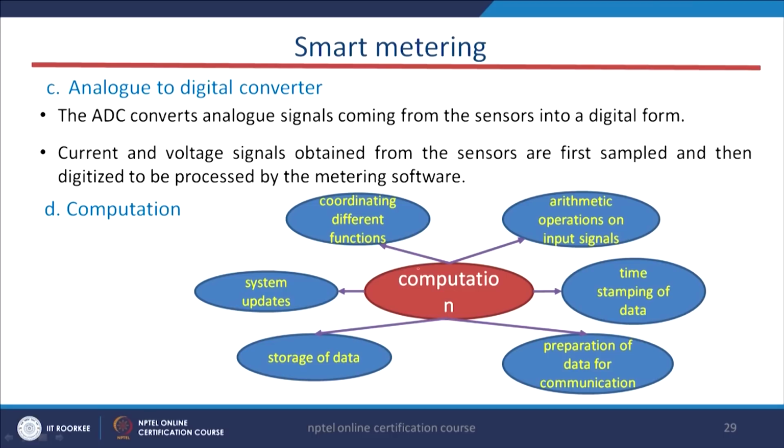The first one is basically arithmetic operations on input signals, maybe time stamping of the data, and we have operation of the data for communication, storage of the data, system updates and coordinating different functions. So, these are the smart metering functions, or you can say it is a computation inside the processor. The smart meter can do different computations, different required estimations.